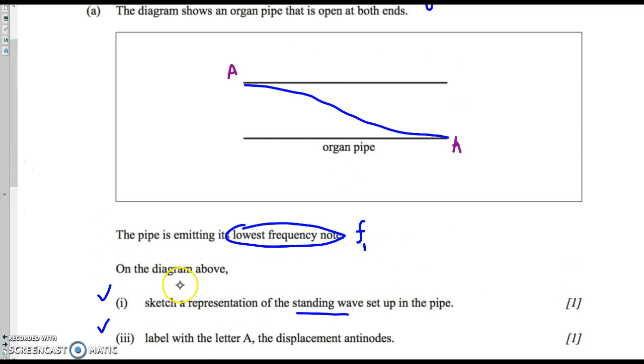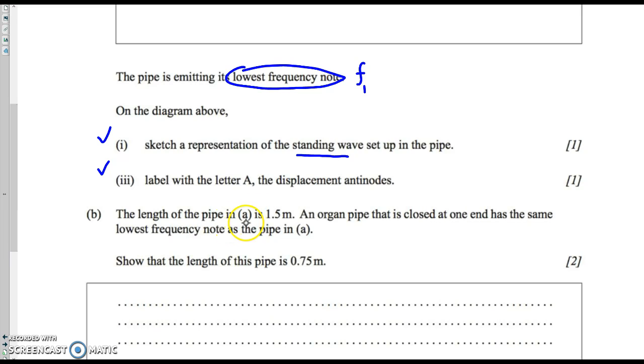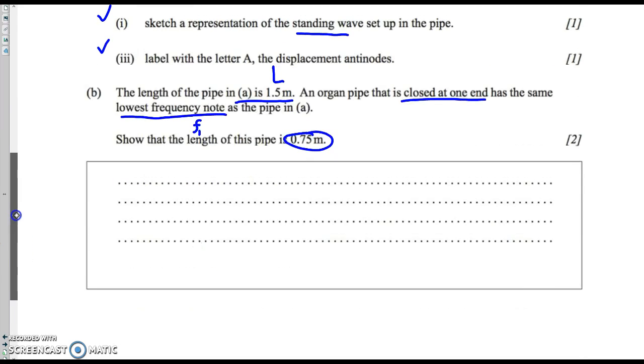The length of the pipe in A is 1.5 meters. Another pipe that's closed at one end has the same F1. Show that this second pipe is 0.75 meters in length. Okay.